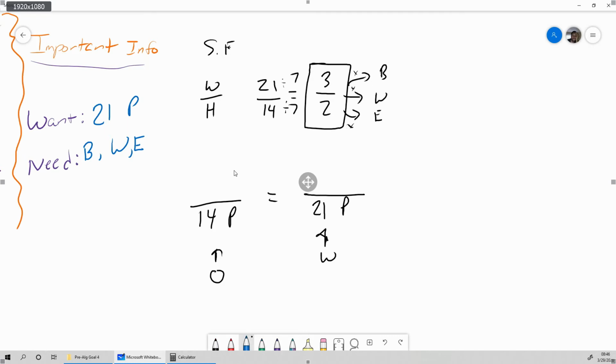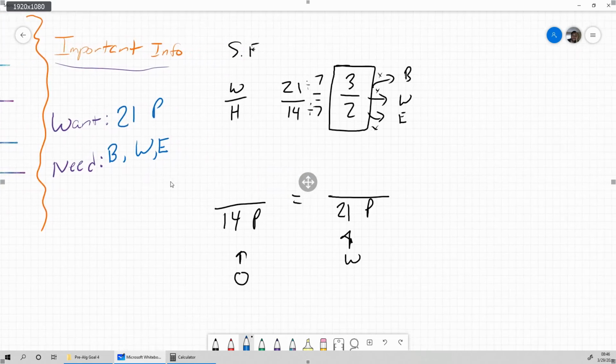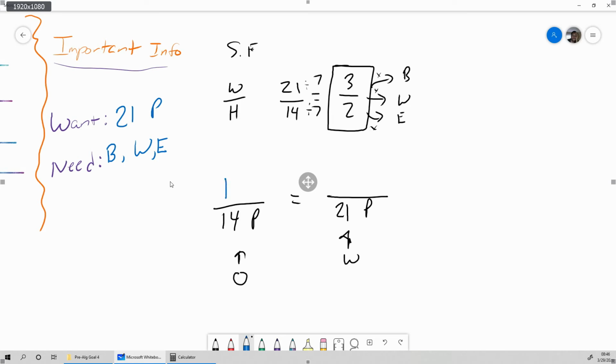Well, let's first start with the eggs. Is eggs blue? Eggs are green. So let's start with the water. I have 1 cup of water, and I don't know how much water is needed for 21 pancakes. Well, we would do what the title suggests, cross multiply. Cross multiplication is basically this times this is your first step. So 1 times 21. And then I would set that equal to this times this. So 14 times water.